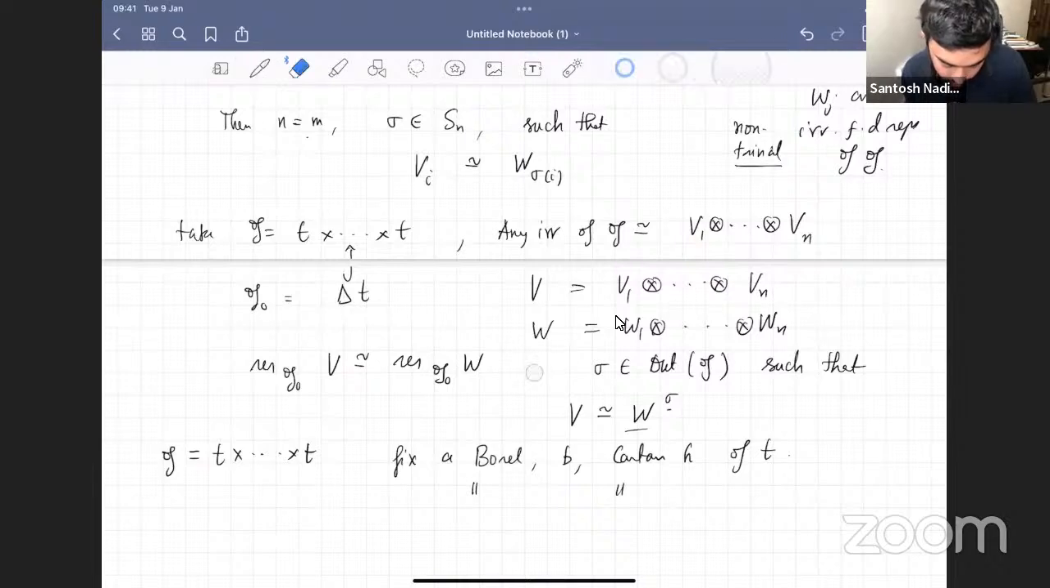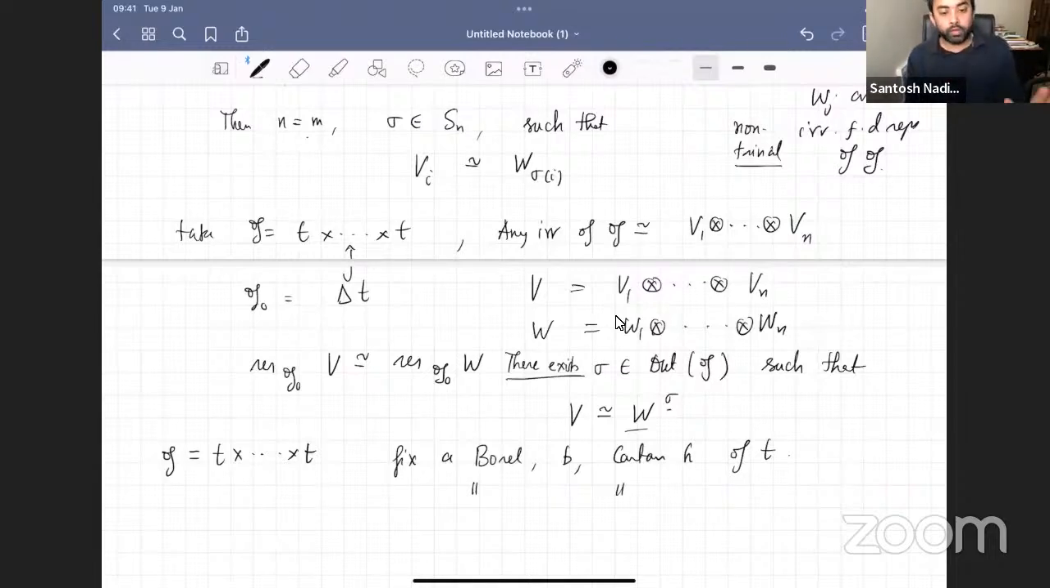Okay, so maybe I should say there exists. Okay, let's not say the other way. In fact, that's what I was trying to address. Okay. There exists a sigma in the outer automorphisms. Okay, thanks for pointing that out.